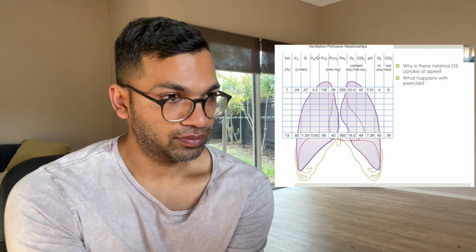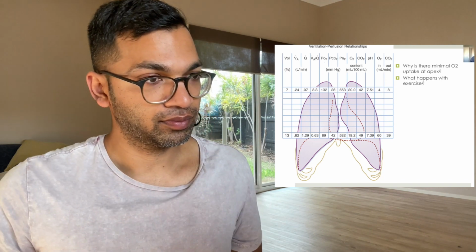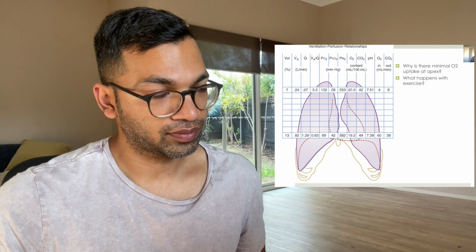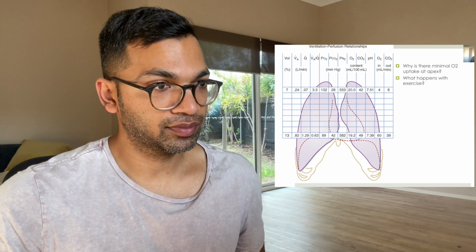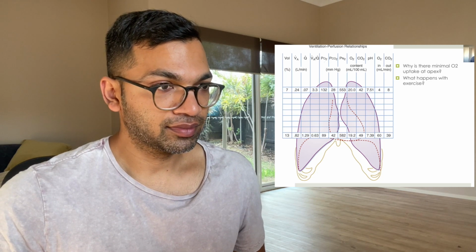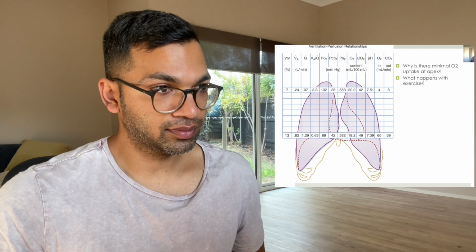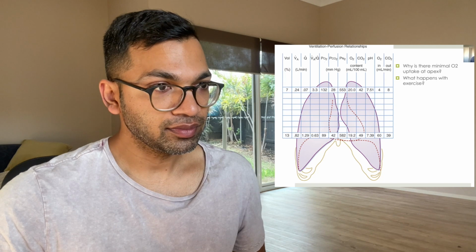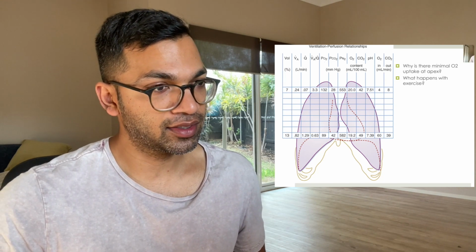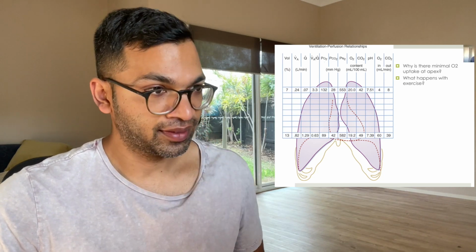Yeah, so because of those two factors, there's improved VQ matching across the lung, and this includes the apex due to the increase in cardiac output. Good. And what happens to the O2 uptake in that context then? So O2 uptake is increased.